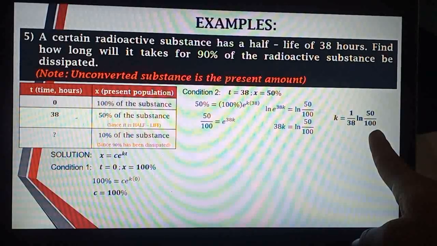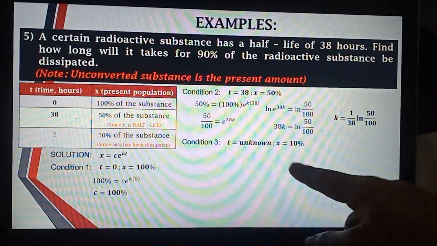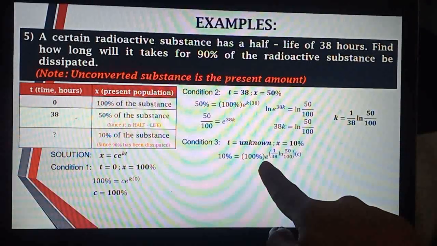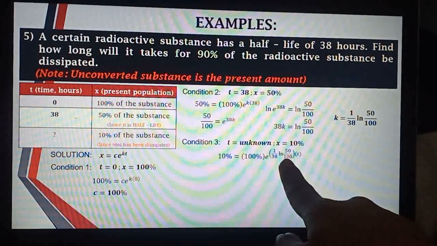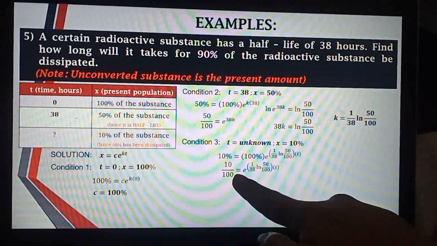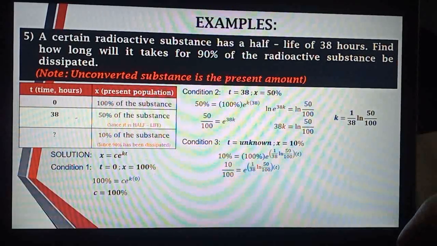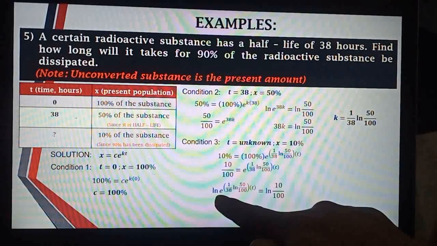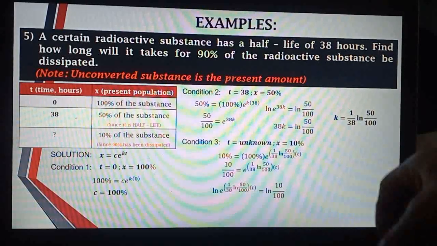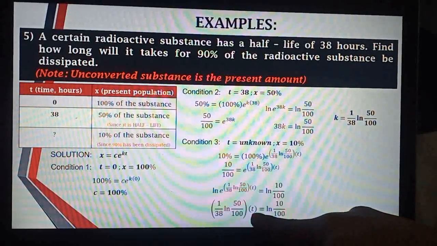Now, using the computed values k and c, in the third condition wherein time is unknown and x is 10%, you will now have 10% equated to 100% e raised to 1 over 38 ln of 50 over 100 multiplied to t. So cancel the percentage, you will have 10 over 100 equated to e raised to 1 over 38 ln of 50 over 100 multiplied to t. Taking the ln of both sides, you will have ln of e raised to 1 over 38 ln of 50 over 100 multiplied to t equated to ln of 10 over 100. So you will have 1 over 38 ln of 50 over 100 multiplied to t equated to ln of 10 over 100.